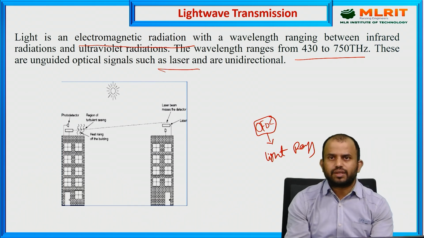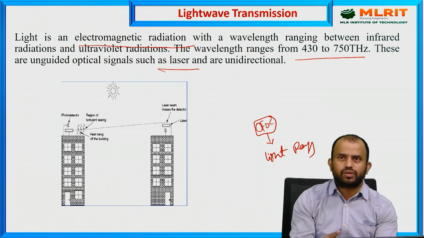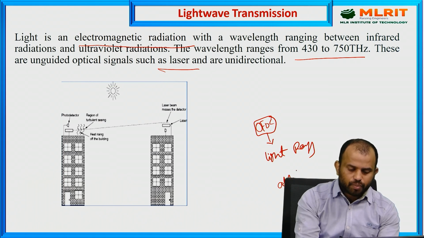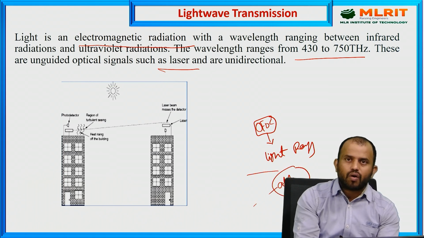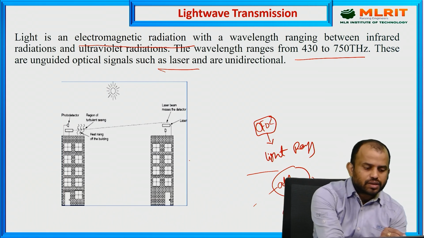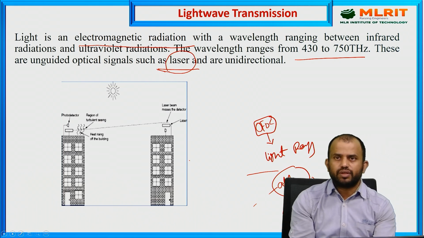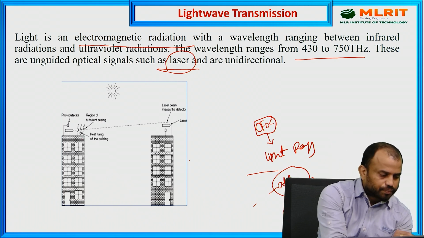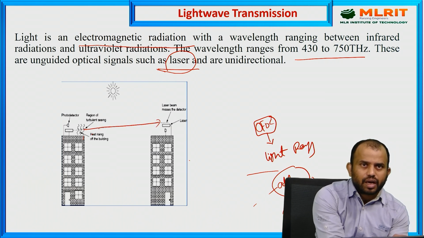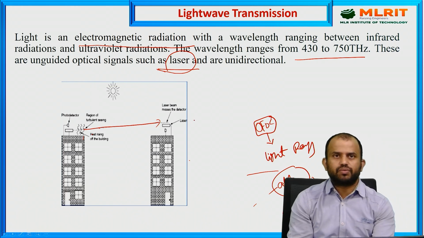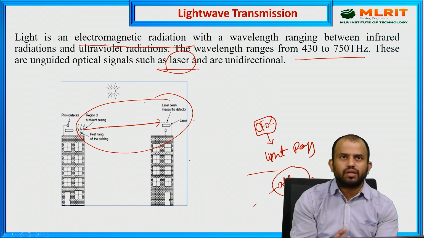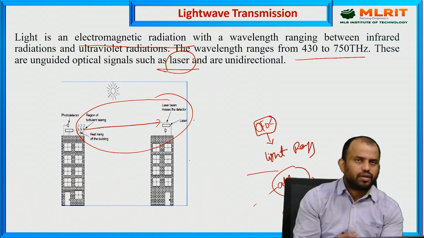So we have a laser signal, which travels in one direction, a single direction. Radio waves are omnidirectional; the signal is transmitted in all directions. But in light wave transmission we work on the laser principle, which is unidirectional, a single direction. Here I can transmit the signal from one end to another end. I produce the light rays here, and the light rays are transmitted to the destination. This is a laser beam and a detector. One is the generator, and the other is the detector.